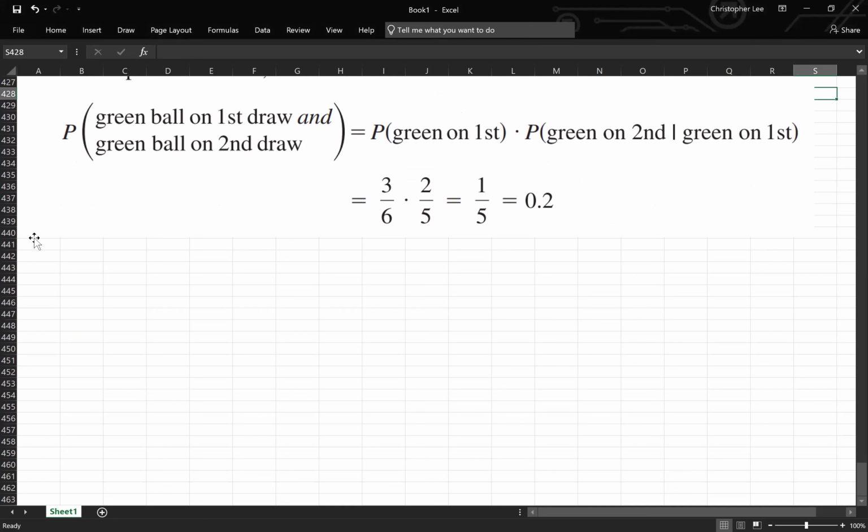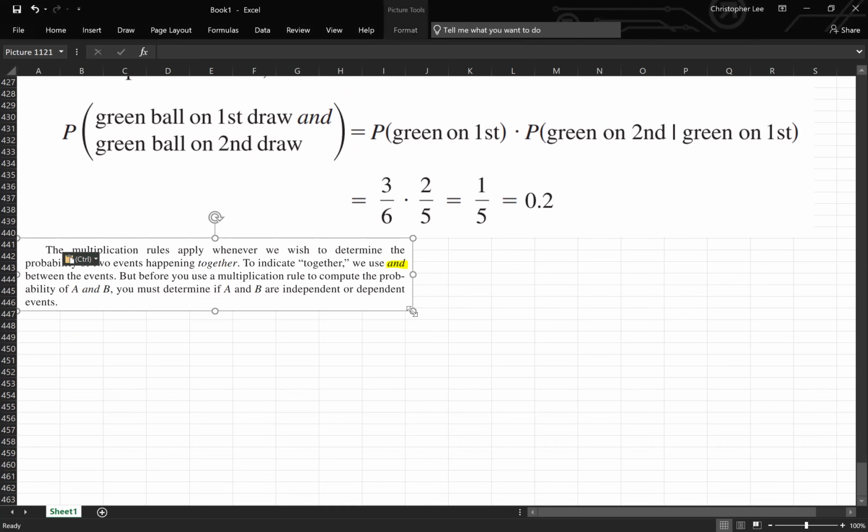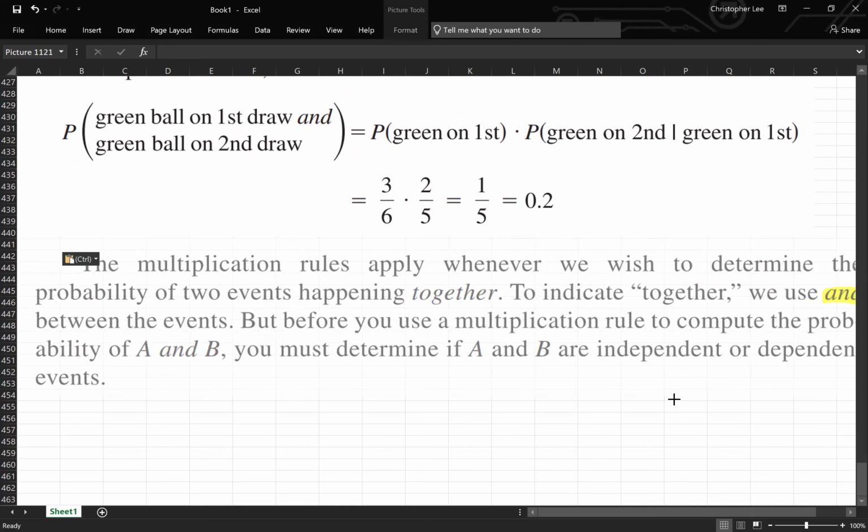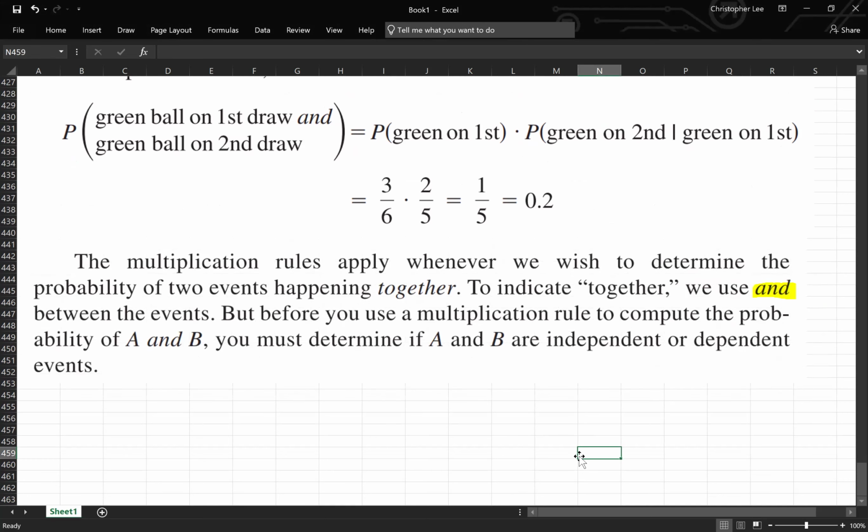Just to overemphasize it, I like to repeat myself. All right. The multiplication rule applies whenever we wish to determine the probability of two events happening together. To indicate together, we use "and" between the events. But before you use a multiplication rule to compute a probability of A and B, you must determine if A and B are independent or dependent events.